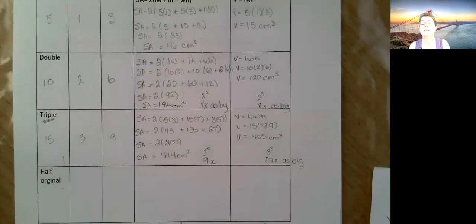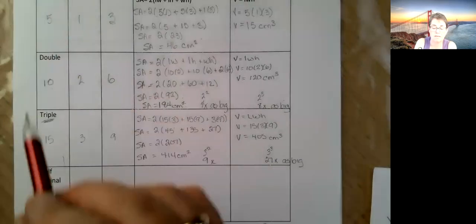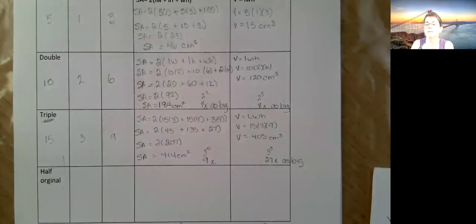And just for fun, let's do it one more time and see if it works. I'm probably going to regret this because we're going to get fractions when we go half the size of the original. So if we go half size, what should happen to our surface area? I mean, clearly it's going to be smaller. Is it going to be half size? I don't think so. It's going to be smaller than that.